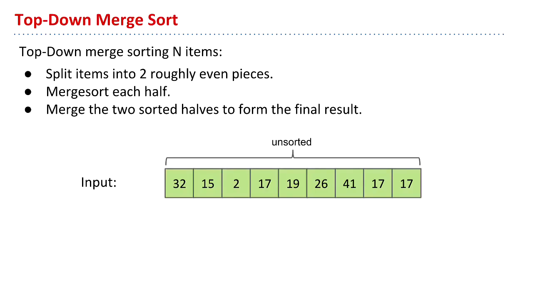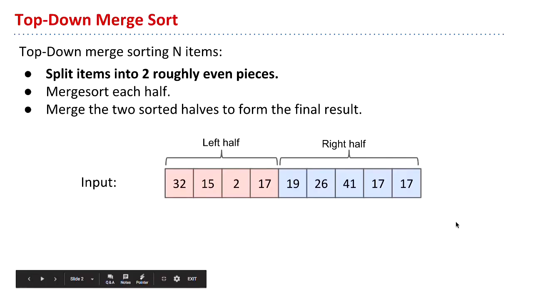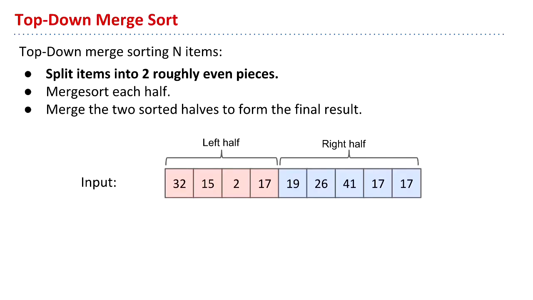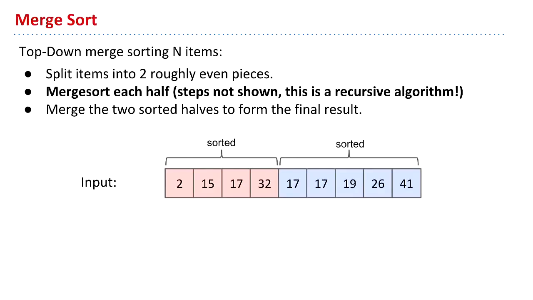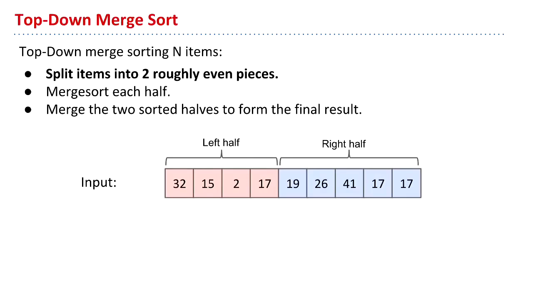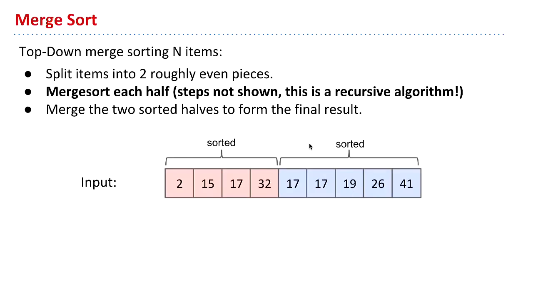Top-down merge sorting looks like this. We have our array, and we split it into two roughly equal pieces. In this case, I had 9 items, so it'll be red and blue. Then what we're going to do is merge sort each half. I have finished that, and I'm not showing the steps because this is a recursive algorithm. We're going to take the leap of faith that it actually worked. After I merge sort these two pieces, then I need to merge them together.